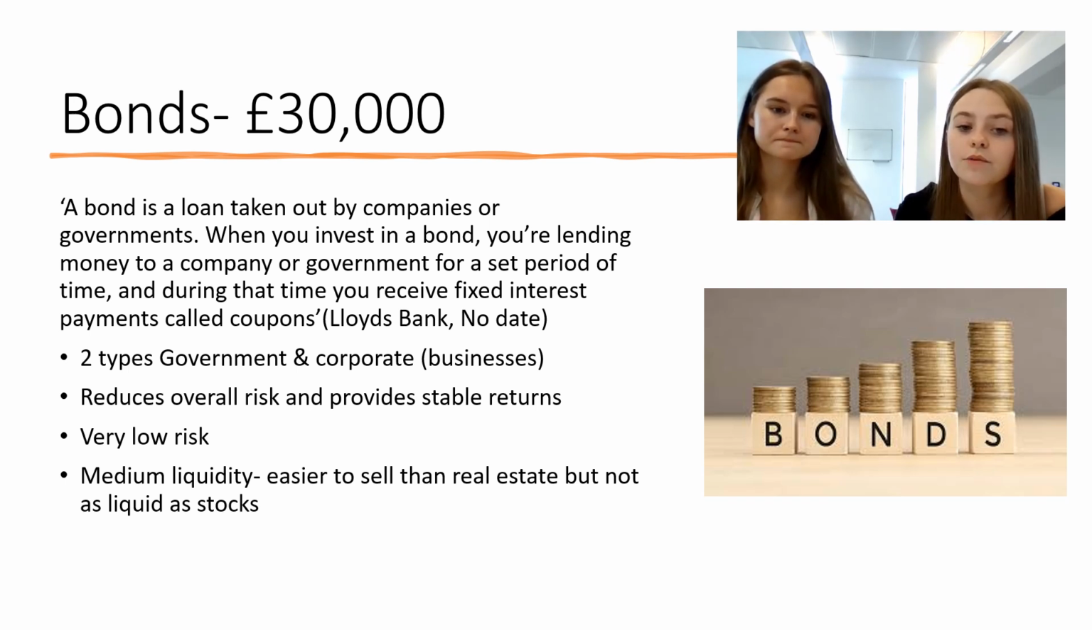There are also two types of bonds. So the ones we'll be talking about today are government and corporate bonds. They both overall reduce the risk and they provide stable returns. So they're very low risk. And they're also medium liquidity because they're easier to sell than commercial property would be, but they're not as liquid as stocks.